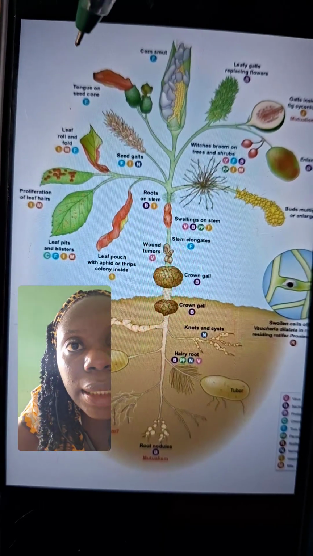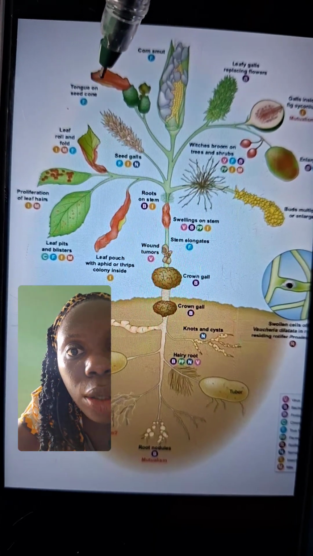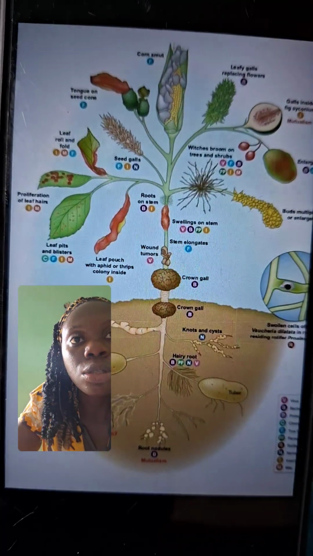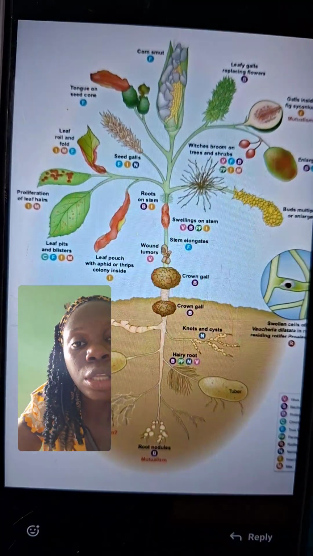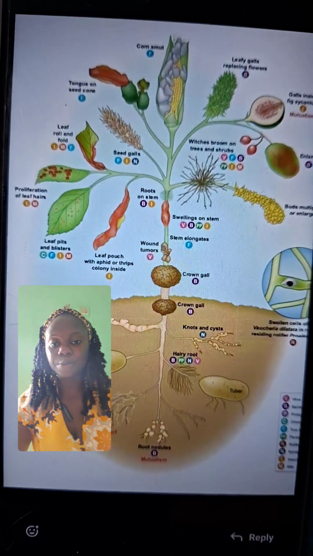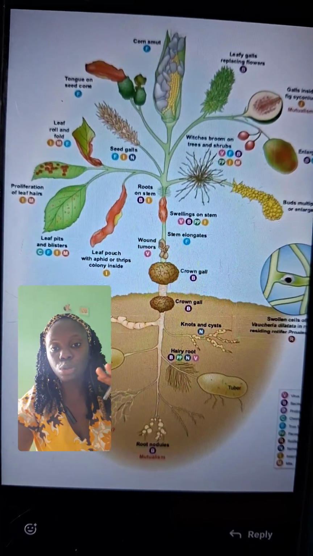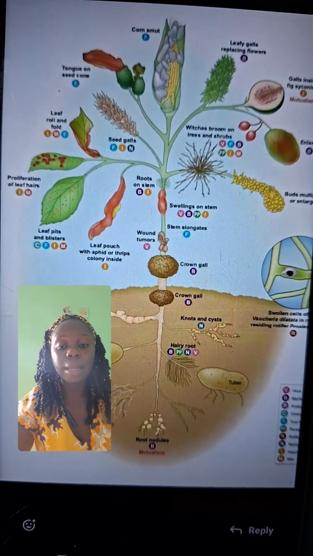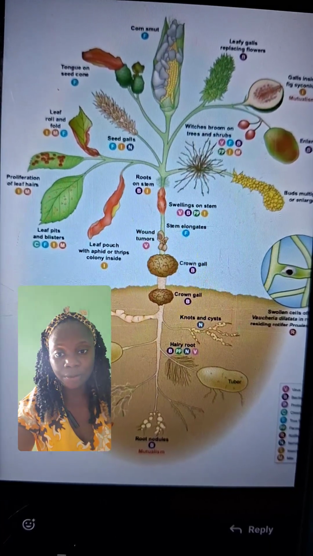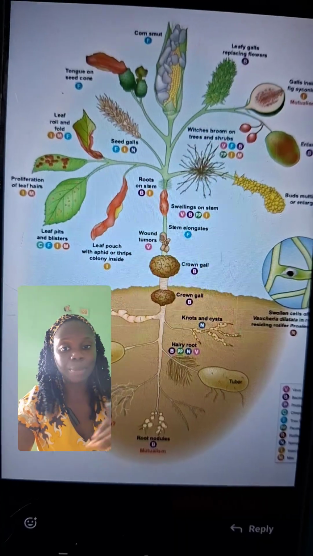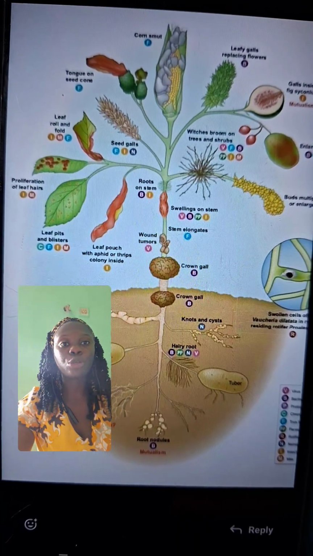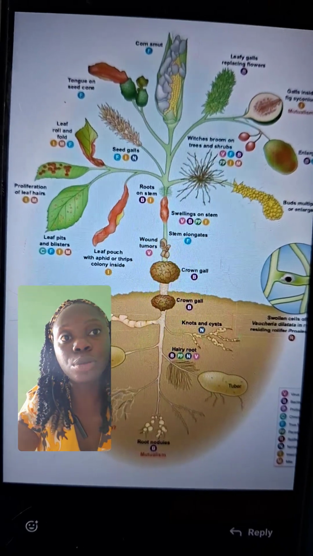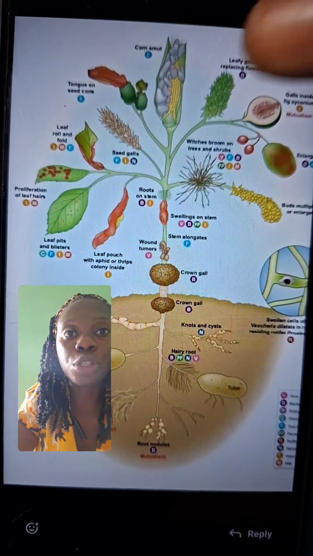Let's take this one, tongue on seed. This is the seed and this is more like a tongue, so you can see that's a fungal infection. Now when you're selecting your fungicide, it's best to use a fungicide that has two active ingredients. Now you usually see a mancozeb, and then a copper-based fungicide and many other types of fungicide. Always use a fungicide that has two chemical compositions in it.